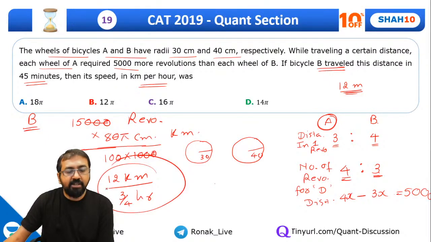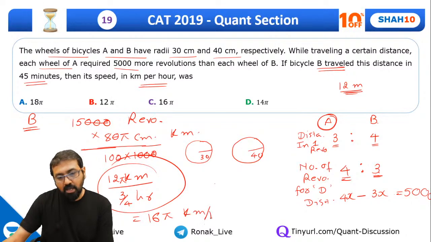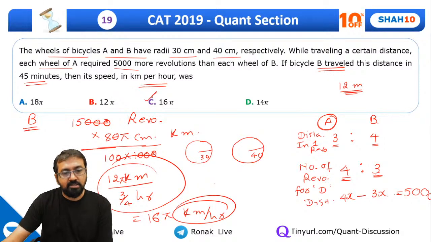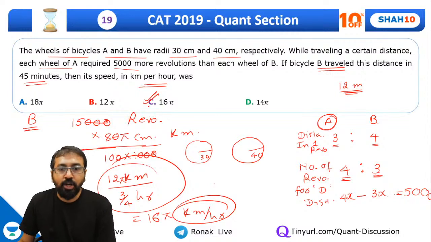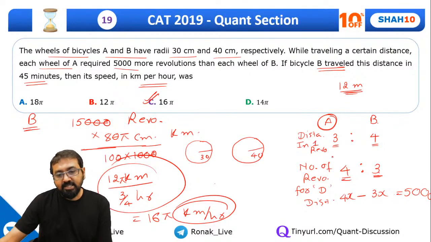So can I say this is the speed? So the speed will come out to be, sorry, 16 pi kilometer per hour. So this is the speed, 16 pi. Did you get this point? See, once again, the radius ratio is 3:4.